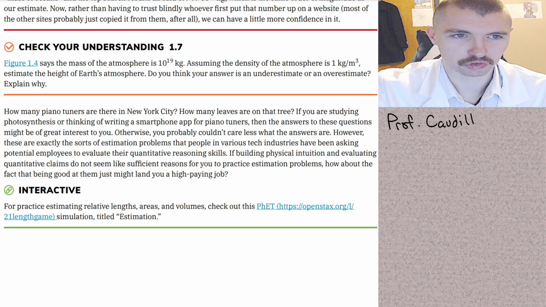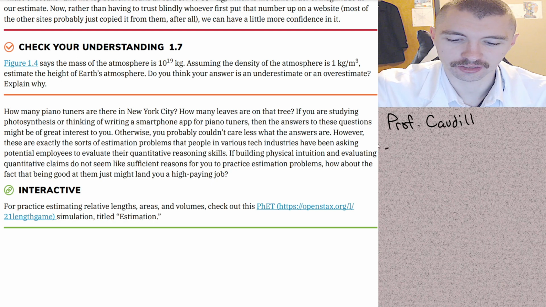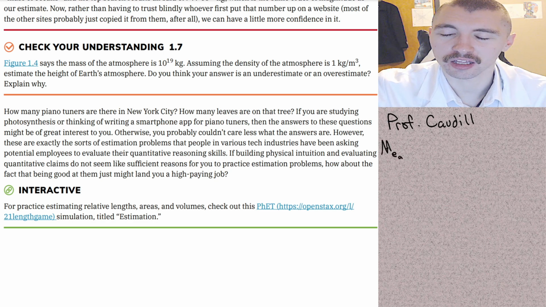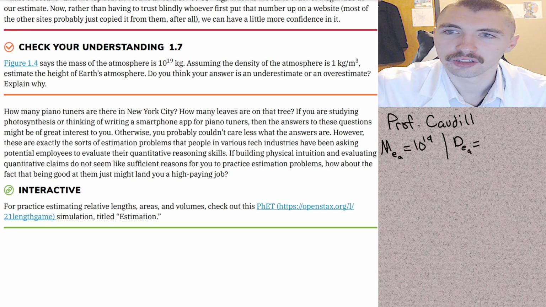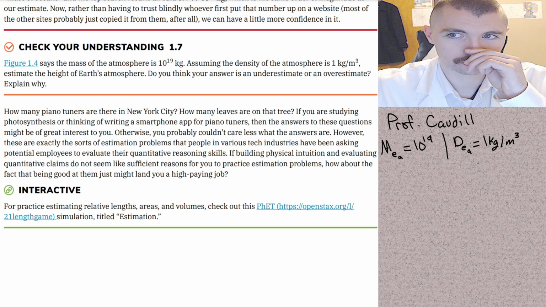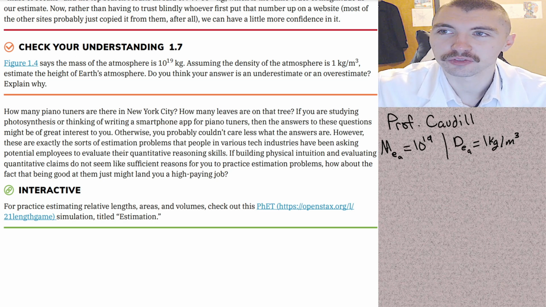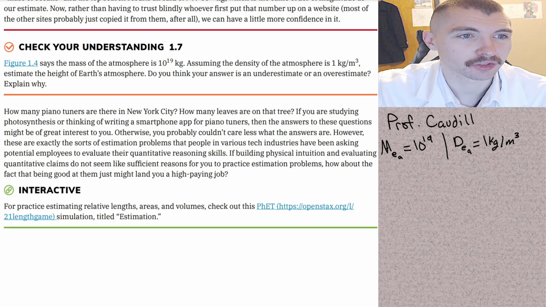I don't know if we'll get much traction, but let's say the mass of the Earth's atmosphere is 10 to the 19. Now the density of the Earth's atmosphere is 1 kilogram per meter cubed. So as we know, we get mass from volume times density. I think that was a recommended course. But we already have the density, we have the mass already.